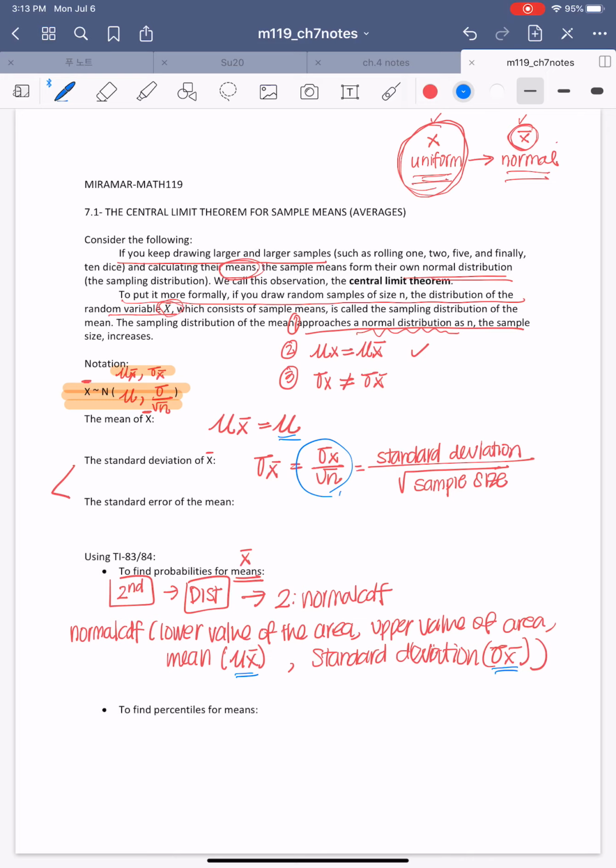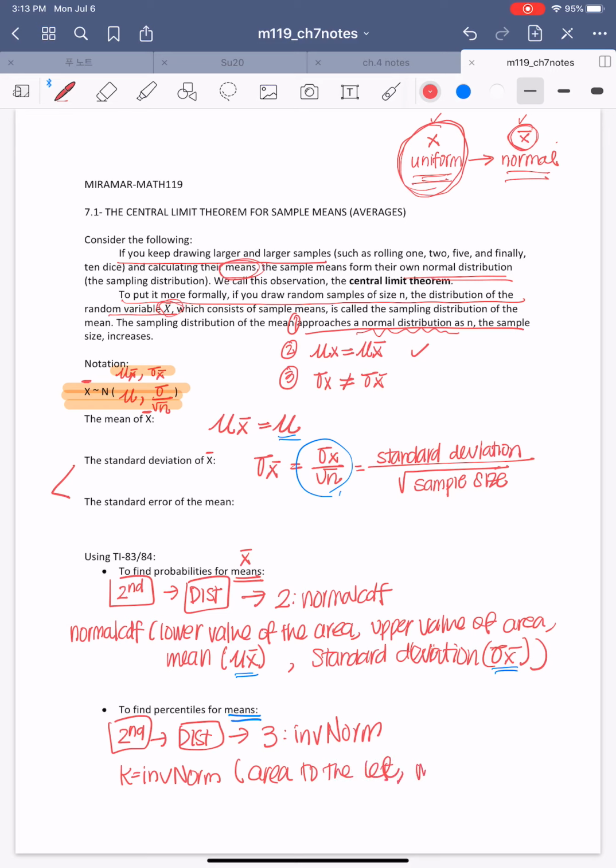Percentile for the mean, we use the inverse norm, right? So second key, distribution, number 3, inverse norm. Inverse norm from chapter 6, we needed 3 numbers. It was the area to the left, mean, which is your mu of x, which is just a mu, and then the standard deviation, which is sigma of x bar, which is really sigma over square root of n.